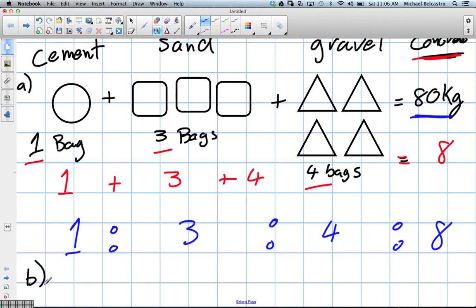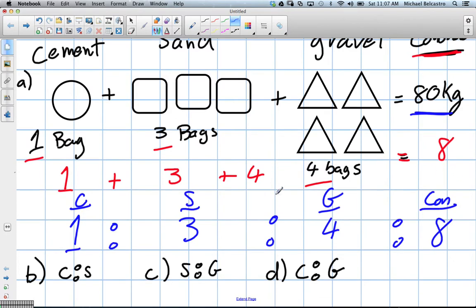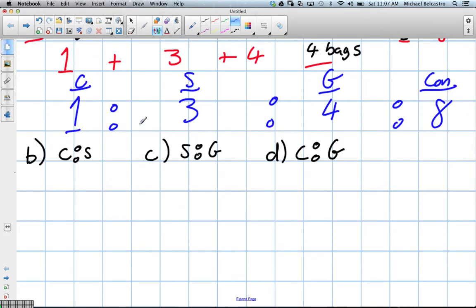Part B asks us, write the ratio of cement to sand. So we'll say C to S, sand to gravel, S to G, and cement to gravel, C to G. Since we've already labeled these, this is our cement, this is our sand, this is our gravel, and this is our concrete. Concrete is a value of 8. What will these ratios end up being using this value here?